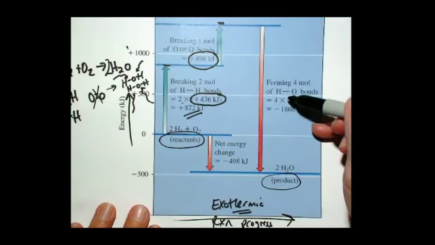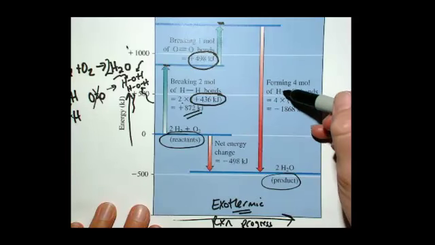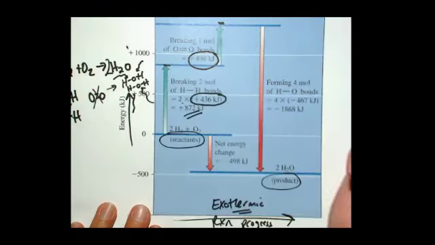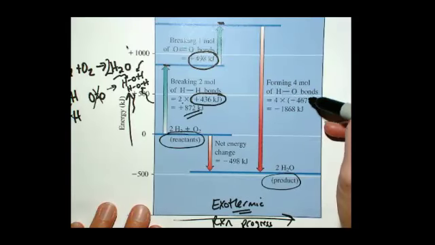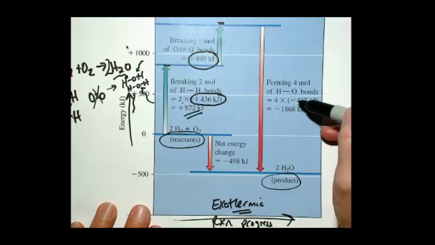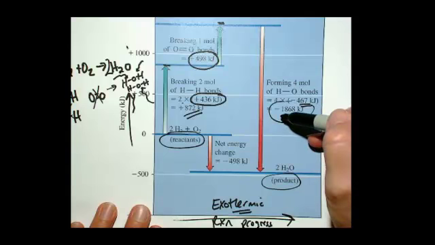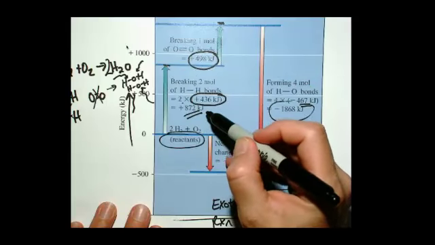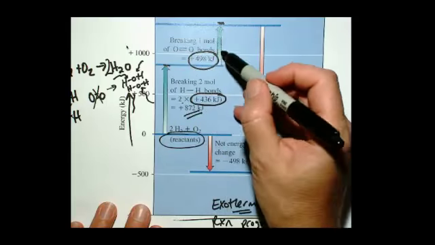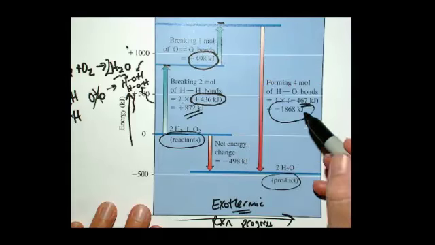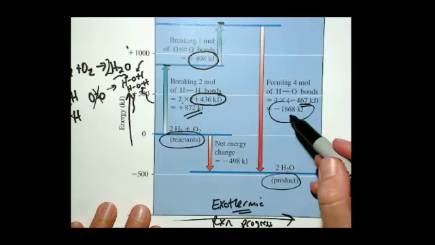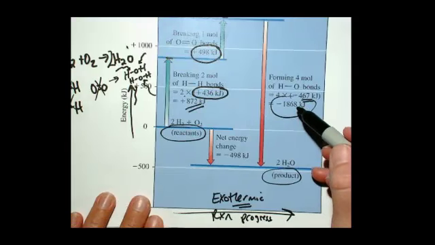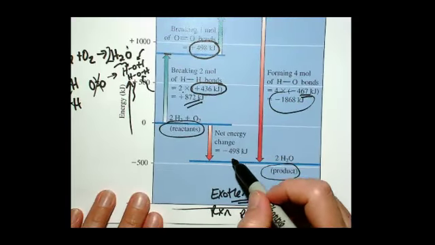Then when you form H-O bonds, and we have 1, 2, 3, 4 of those H-O bonds, 467 kilojoules per each one of those bonds is released. We have 4 of them, so that's a release of 1,868 kilojoules. And since it's a release, we put a negative sign to it. So we add up all these numbers: 872 kilojoules plus 498 kilojoules minus, or you can say plus a negative 1,868. That gives you a net change of negative 498.